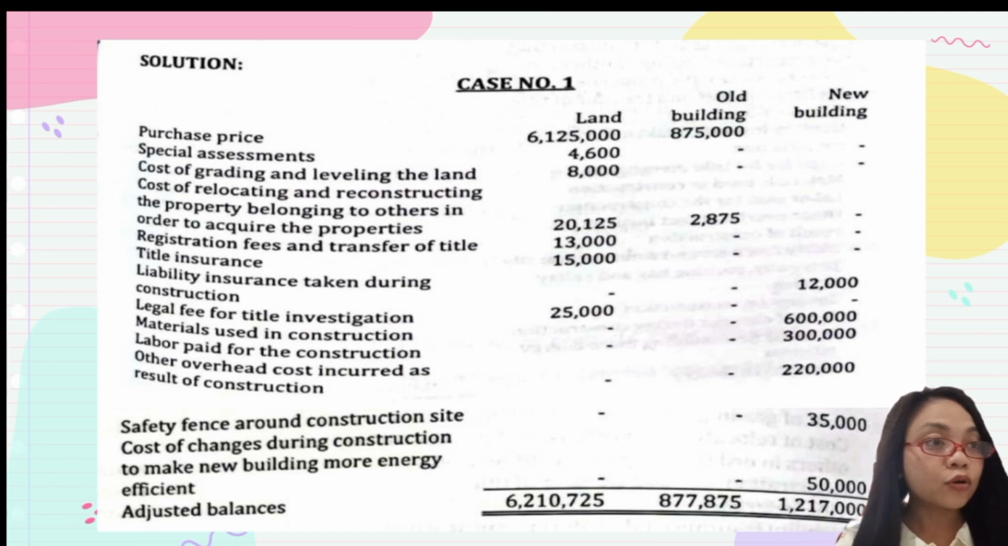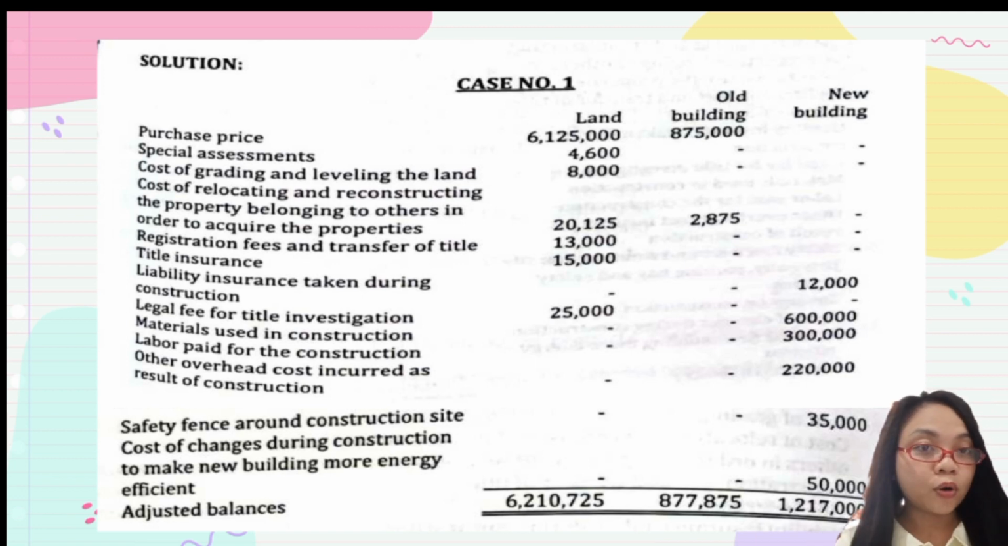So, i-allocate nimo sa land and old building based na po sa ilang fair value. So, ang total cost of relocating and reconstructing the property is 23,000. So, ang fair value sa land is 3,500,000 divided by 4 million. We have 87.5%, and 87.5% of 23,000 is 20,125.